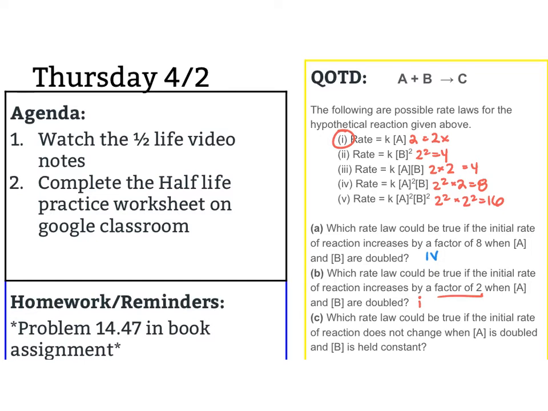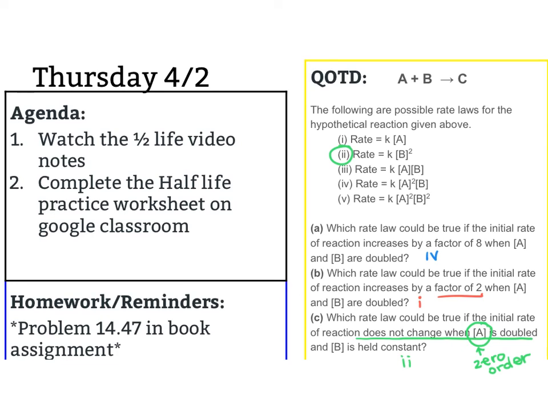Okay, so you guys, on the AP test, since it is all just multiple choice now, questions like this are going to be really important for you to be able to answer, to look at, okay, if I do this, what would happen? Which rate law could be true if the initial rate of reaction does not change when A is doubled? The key here is it does not change when A is doubled and B is held constant. So that means that A has no effect on it, which means that A had to be 0 order, which means it's not included. So the only one that it's not included in is the second rate law there.